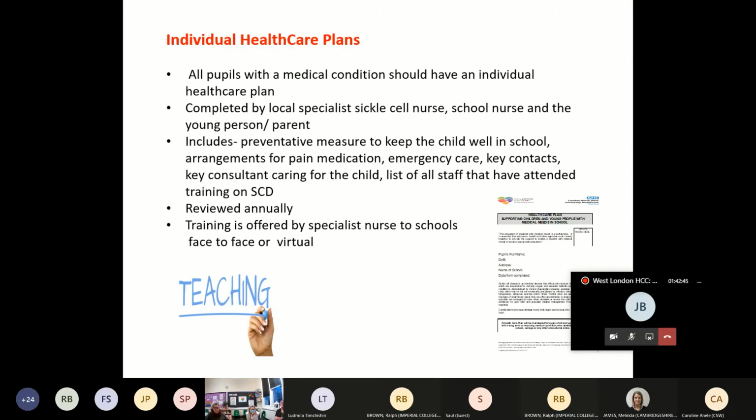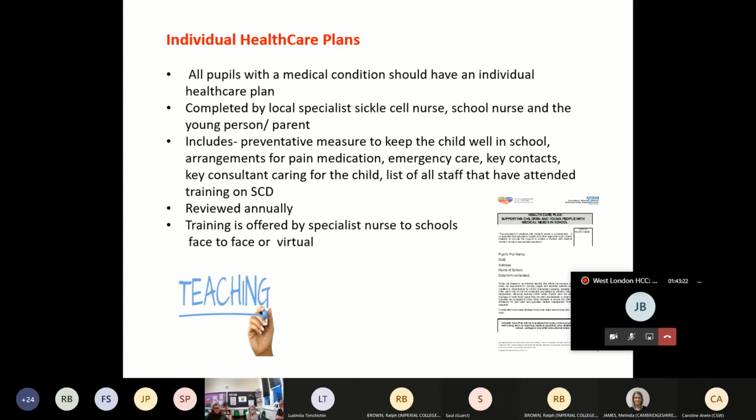And the idea of them really is that it's just a document that gives you an overview of everything that we're discussing today: how to keep children well in school, things to do in an emergency, pain relief that you might need to give, who to contact. Some of them also have a list of staff that have attended training, which is always useful for us and for your staff. They're reviewed annually. Often they don't need changing, they just sometimes need updating with addresses and phone numbers, that type of thing.